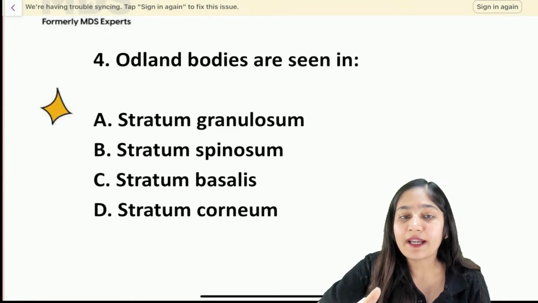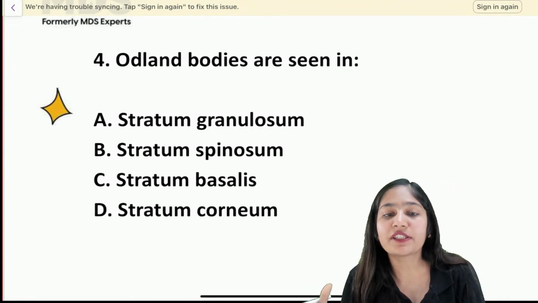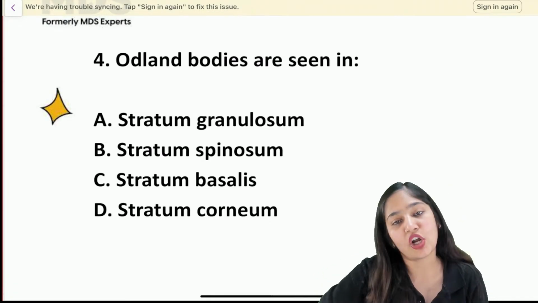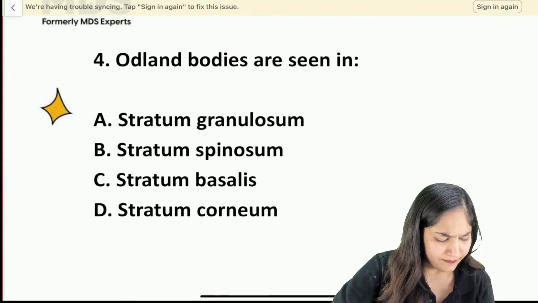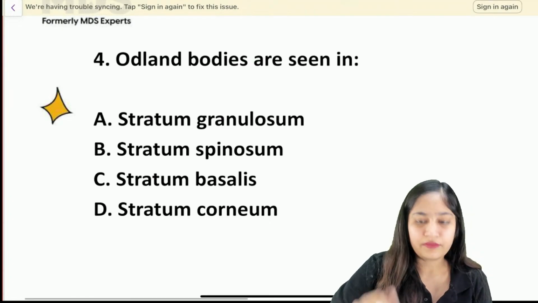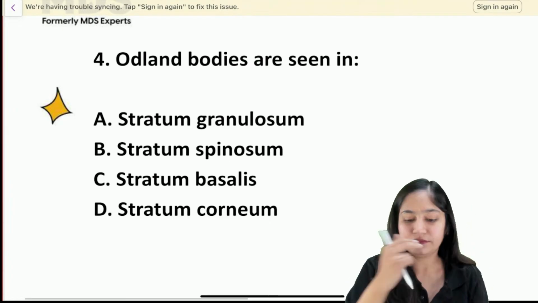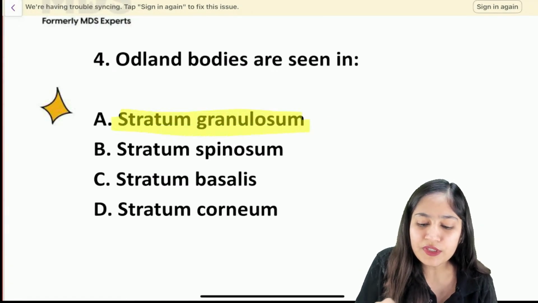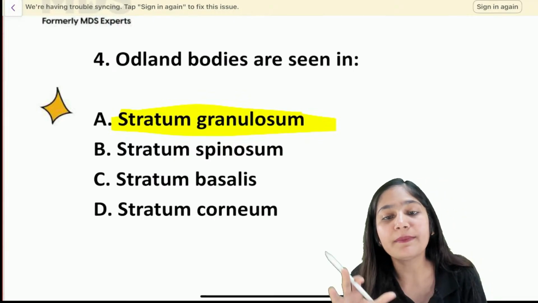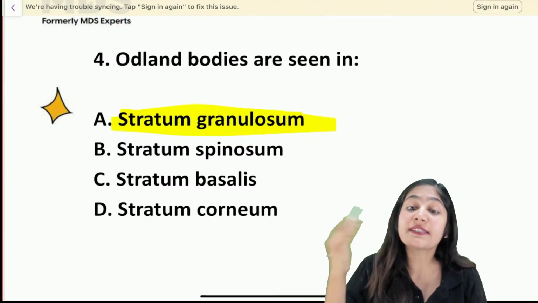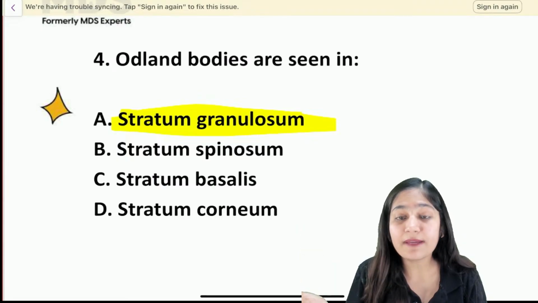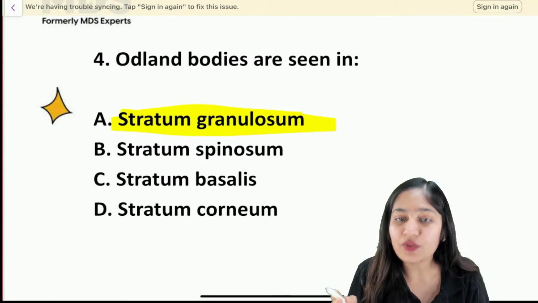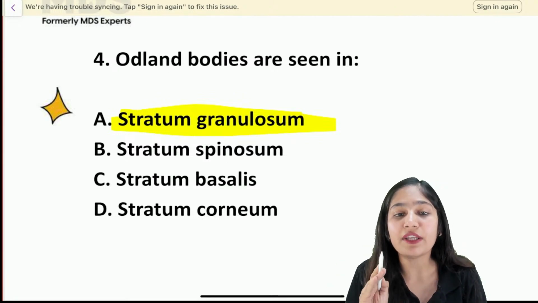So what will be the correct answer here? Odland bodies are seen in which layer? Stratum granulosum, stratum spinosum, stratum basalis or stratum corneum? What will be the correct answer here? Stratum granulosum. So don't get confused. Odland bodies are present in stratum granulosum. They're present just above the stratum spinosum, in stratum granulosum. So they're not present in stratum spinosum. They're mainly present in stratum granulosum.